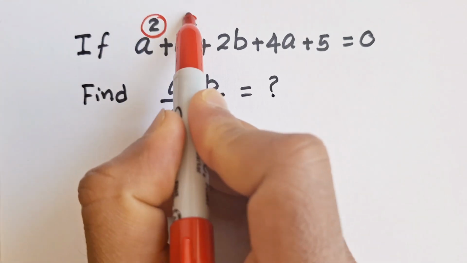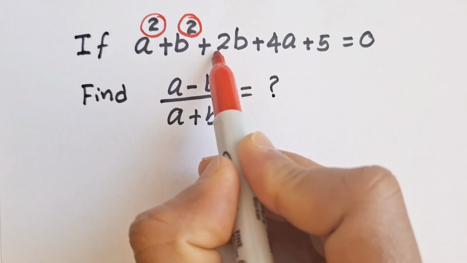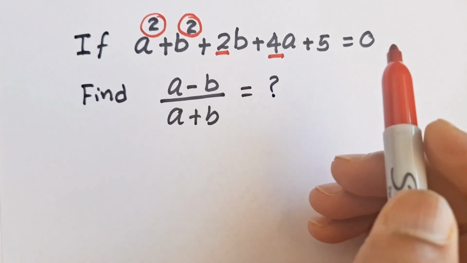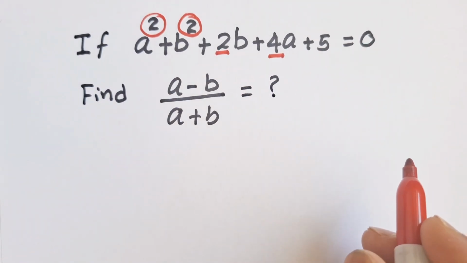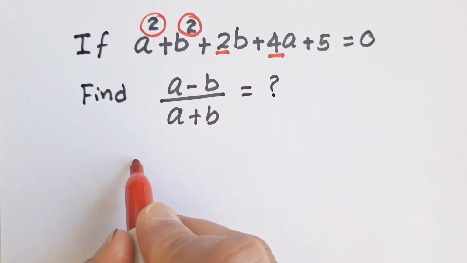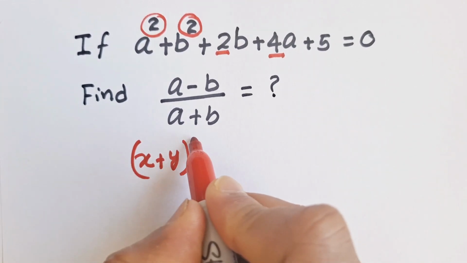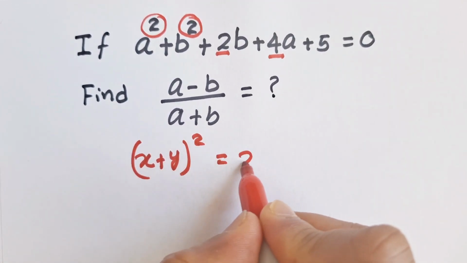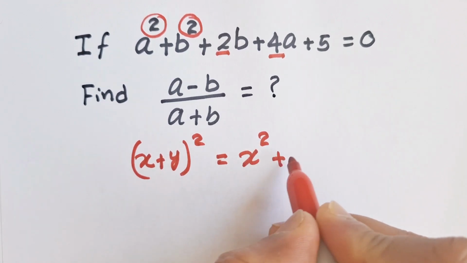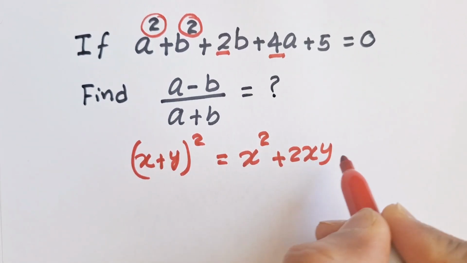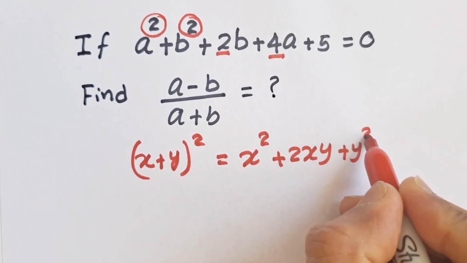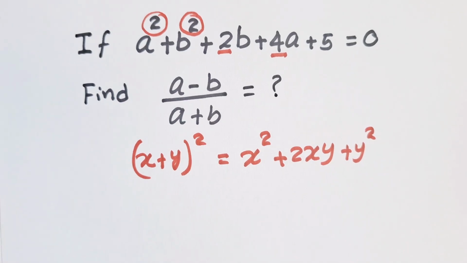Here we have a to the power 2 and b to the power 2, 2 times b and 4 times a. So we know that (x plus y) whole to the power 2 can be expanded as x to the power 2 plus 2 times x times y plus y to the power 2. So we have to use this knowledge to solve this problem.